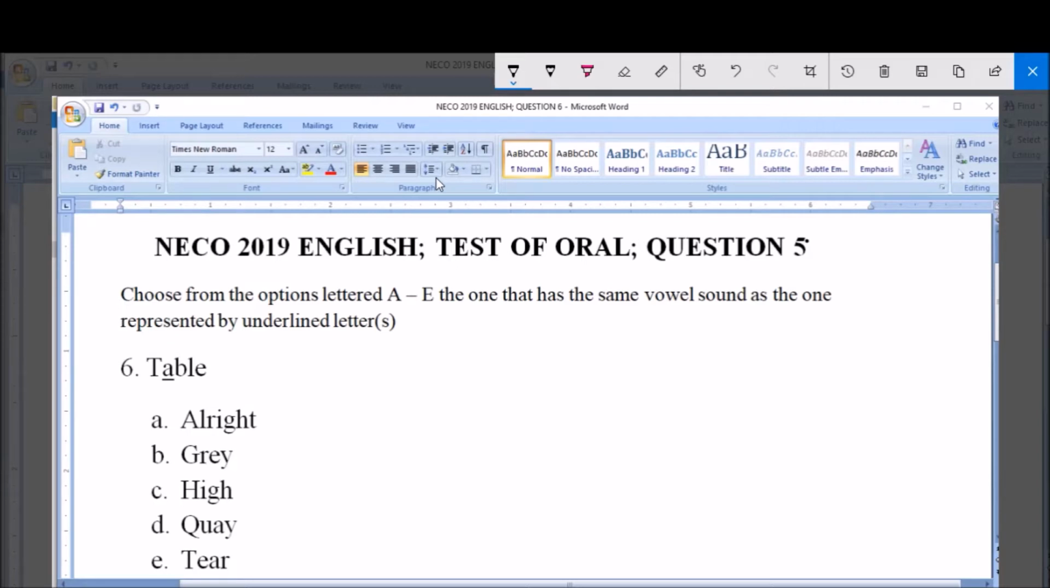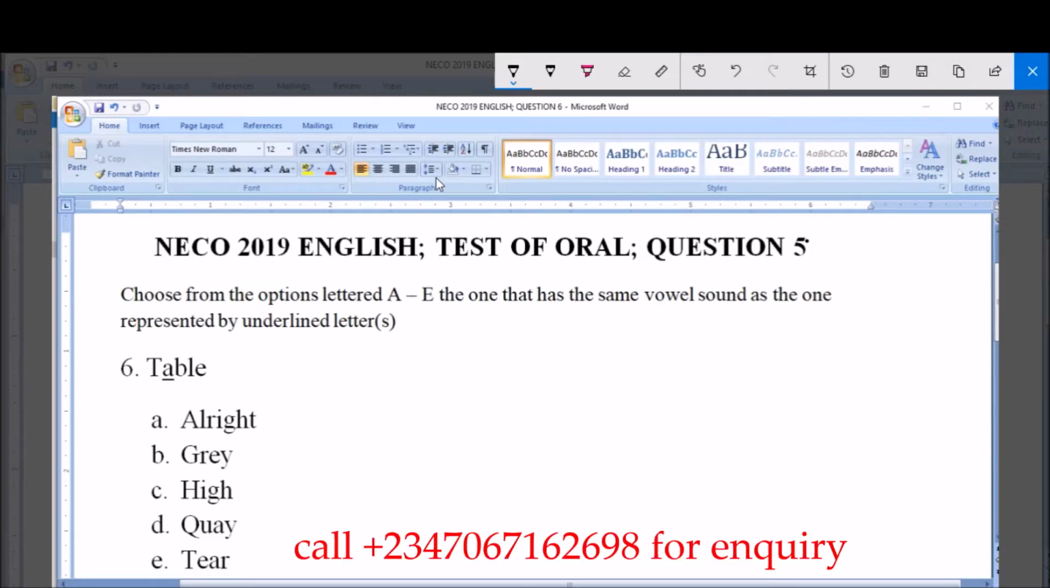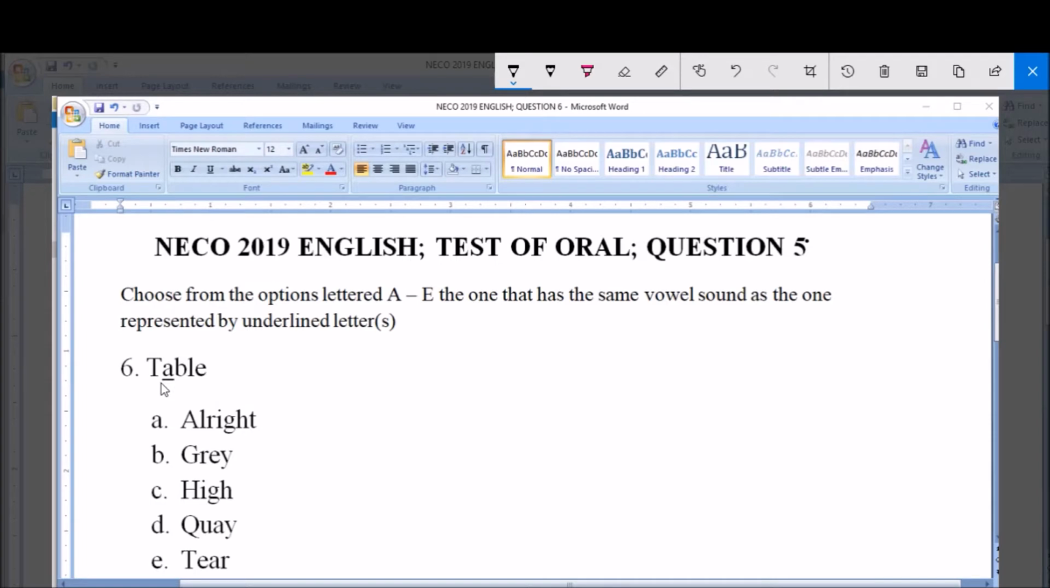So we are still using the same instruction to answer this question, looking out for the word among the list of options that contains the same vowel sound as represented in the underlined letter in the given word. The given word here is table and letter A is underlined. So the letter A here sounds as A, and in vowel sound this is the A sound. So table can be transcribed in this form.